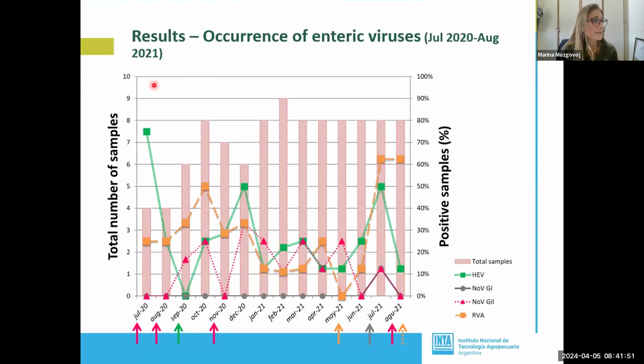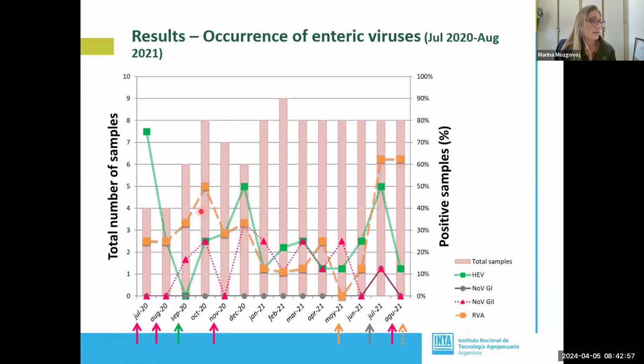Regarding the occurrence of enteric viruses, you can see here in the left y-axis the total number of samples, represented by these pink bars in each month in which we collected samples. And in the right y-axis, you can see the percentage of positive samples in each month. So hepatitis E could be detected throughout the whole period except for September 2020. Norovirus genogroup 1 was only detected in one sample in July 2021. Norovirus genogroup 2 was detected in most of the months except for July, August, and November in 2020, and August 2021. And rotavirus was detected throughout the whole period except for May 2021, and it peaked in the colder months, July and August 2021.